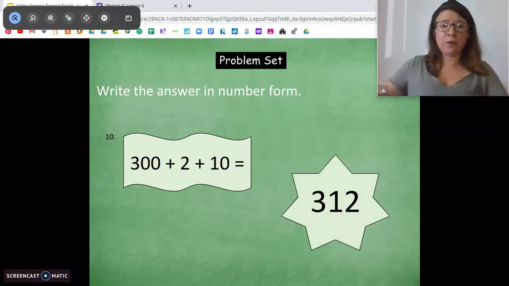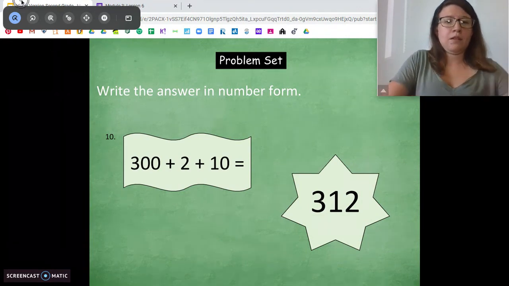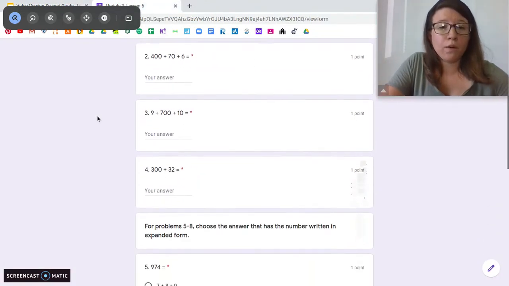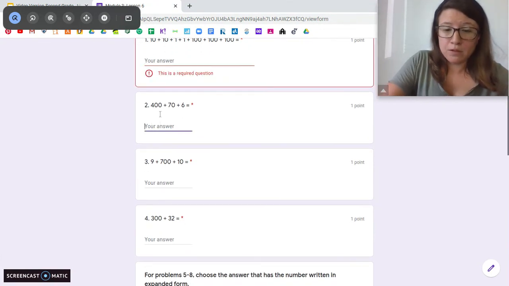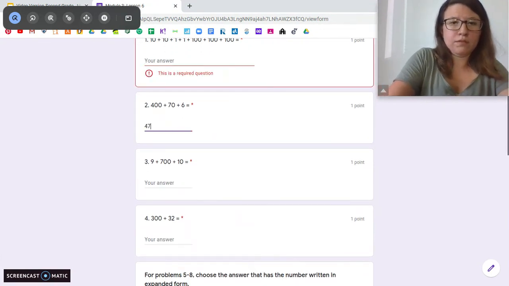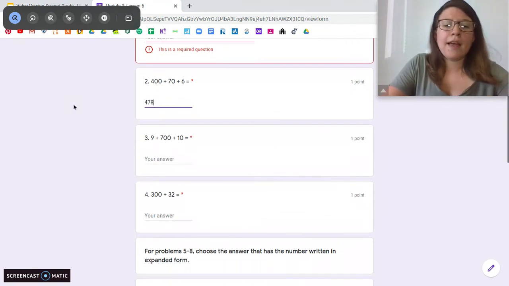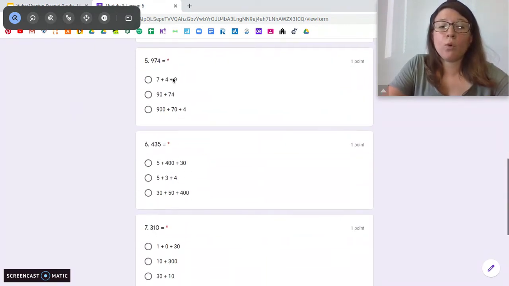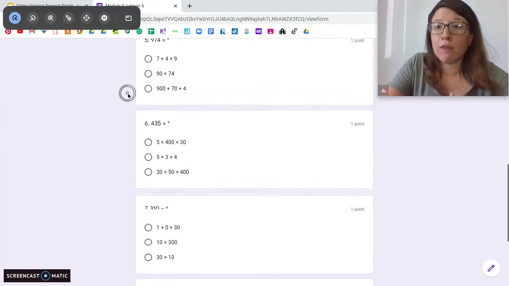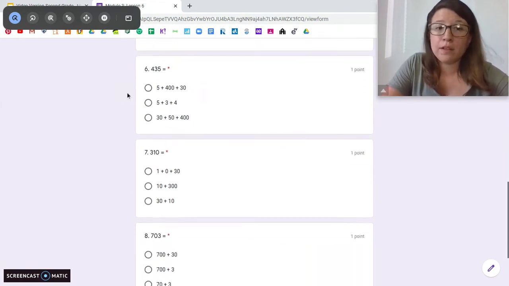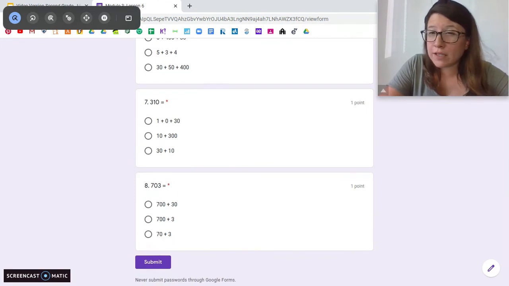So this is all you're going to do in your exit ticket today. You're going to see 4 problems written in expanded form. You have to type in the number. So 476. And then down here you're going to see 4 numbers written in word form, and you need to choose the right answer for expanded form. These are multiple choice. Don't get tricked by the different tens, hundreds, tens, and ones values.